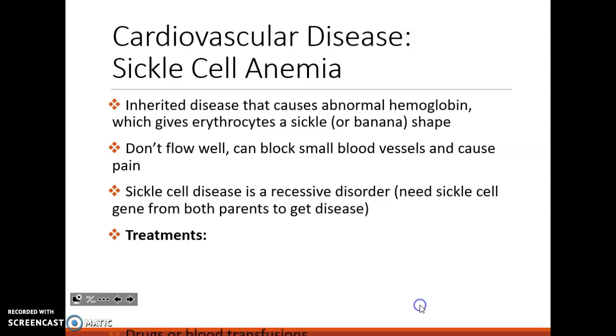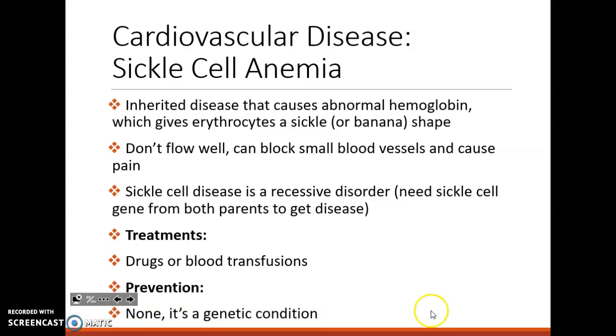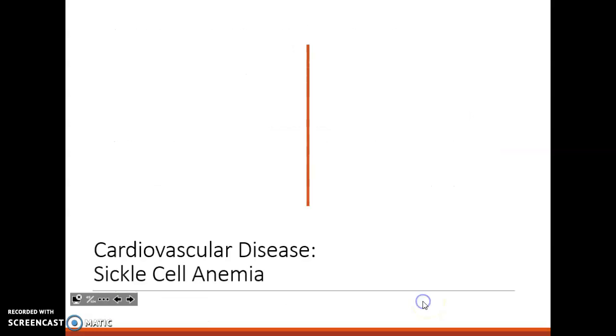So how do we treat it? Well, it could be treated with drugs or with blood transfusions of non-sickled red blood cells. How do you prevent it? You can't. It's a genetic condition. So without genetic counseling, there would be no way to prevent it.